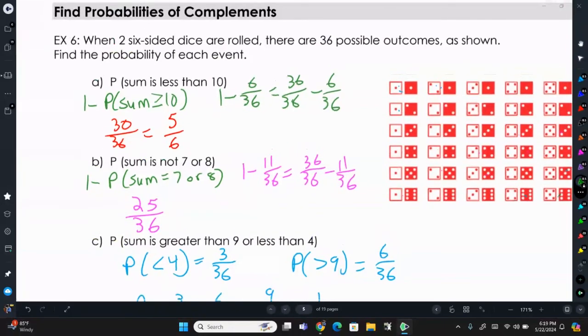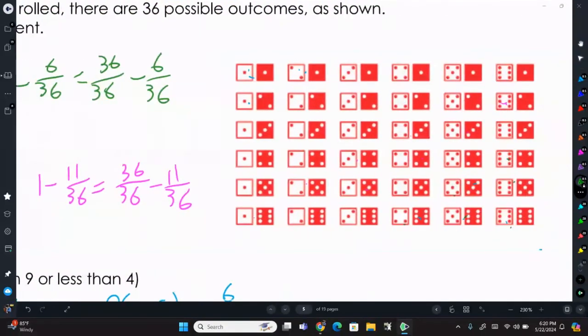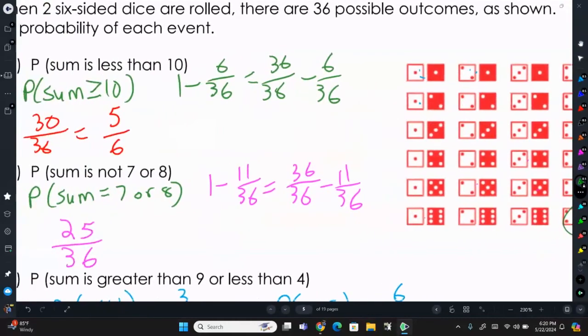All right, so here are the answers. Let's talk about them real quick. For letters A and B, I used the complement because there were fewer things to count. So the probability of sum is less than 10. The complement of that would be greater than or equal to 10. And there were only 6 sums that were greater than or equal to 10. So I did 1 minus 6 over 36, and that got me 30 over 36, which reduced to 5/6.